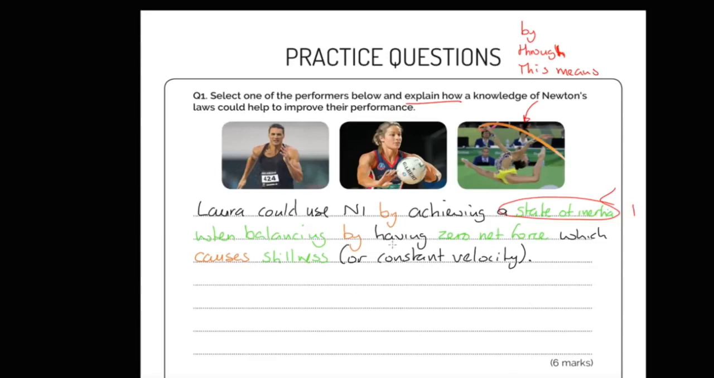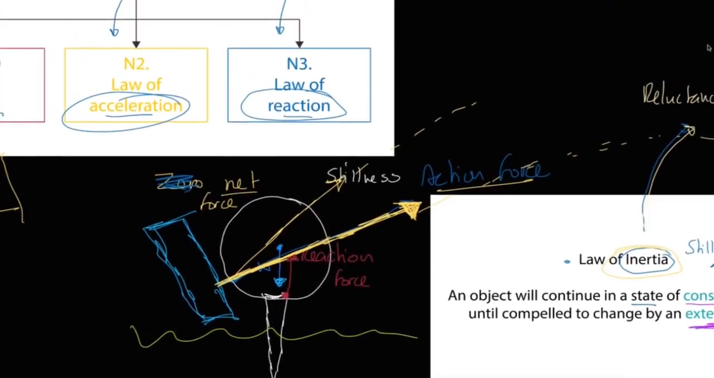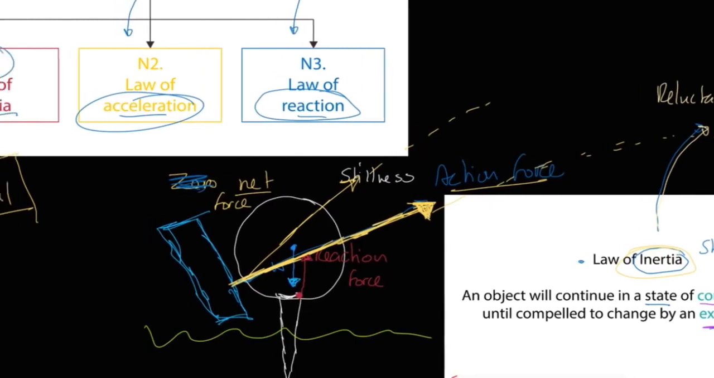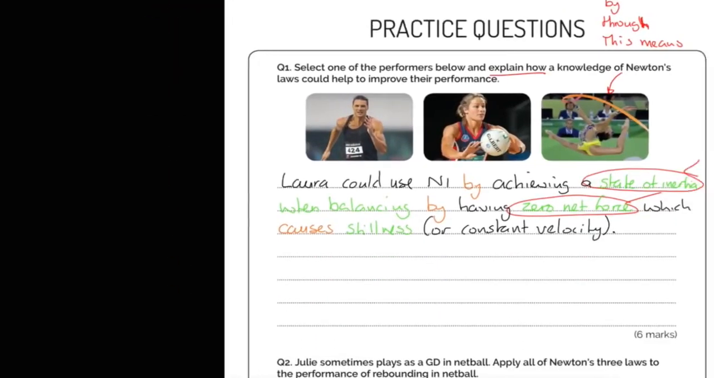And she's going to do this by having zero net force, which causes stillness or constant velocity. So I've taken my key language all the way up here from N1. Okay, I've got my language of inertia, zero net force in this example, and I'm putting it into my answer. So what does Laura therefore want to do?